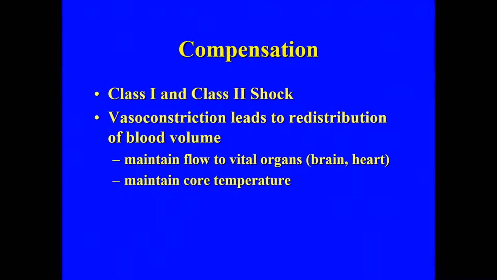The mechanisms of compensation are in play as these shock states develop and are compensatory to maintain homeostasis in class 1 and class 2 shock. The primary method of compensation in humans is vasoconstriction, which leads to a redistribution of blood volume to maintain flow to the vital organs, including the brain and heart, as well as to maintain core body temperature, oftentimes at the expense of peripheral temperature and peripheral organ perfusion.